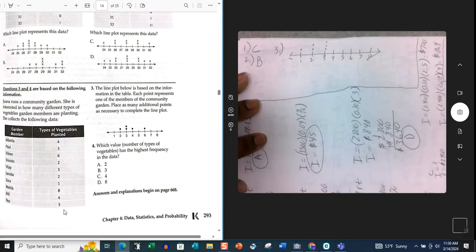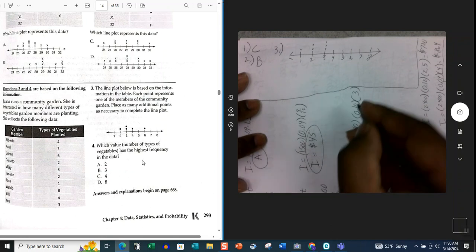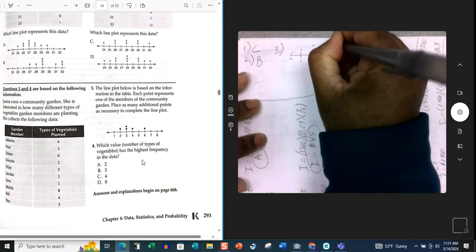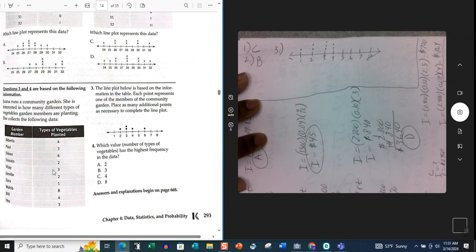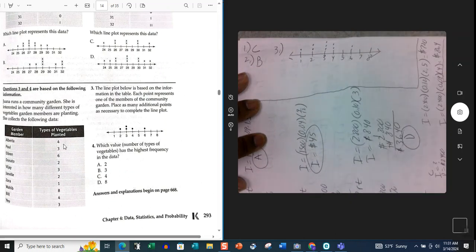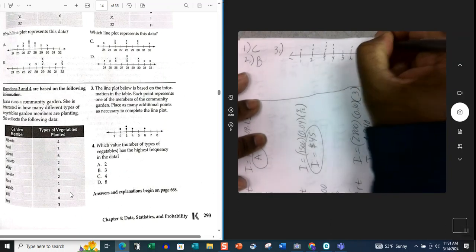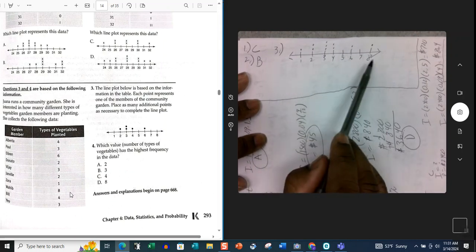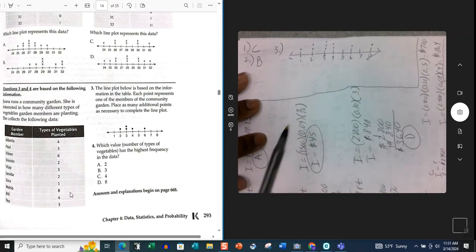Okay, now 4. How many have 4? We have 1, 2 that have 4. So we have to add 1 extra dot to the 4 to make it have 2. Then we come here to 5. There's none that have 5, so 5 remains blank. So we go to 6. We have 1 that has 6, so the 1 remains with 6. Now we go to 7. There's none for 7, so 7 remains blank. Now we go to 8. There's only 1 for 8. So this is what your plot should look like after you add in the extra dots.